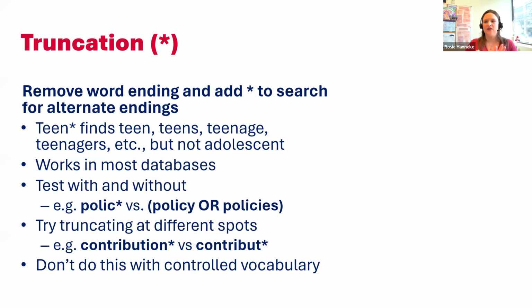We won't find alternate synonyms, so it's not going to automatically bring back adolescent. It has to start with those letters. And in PubMed, the root has to be at least four letters to do truncation. So we couldn't do TEE asterisk.